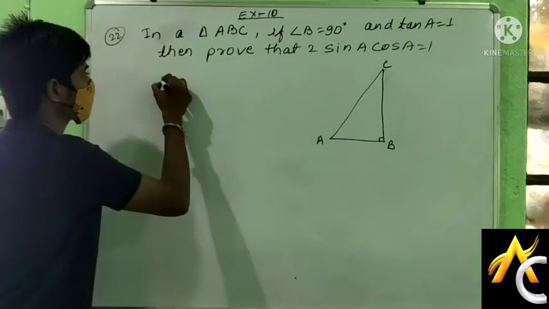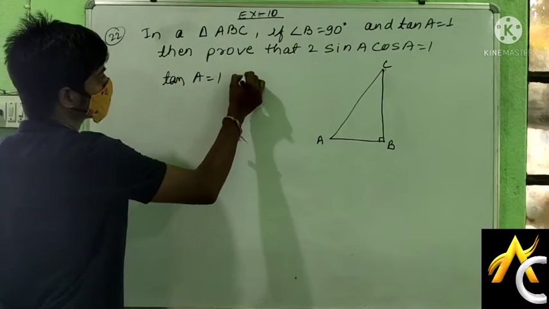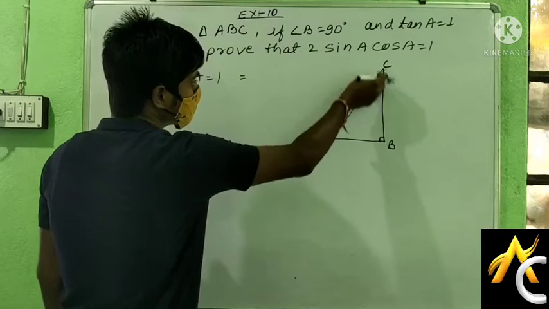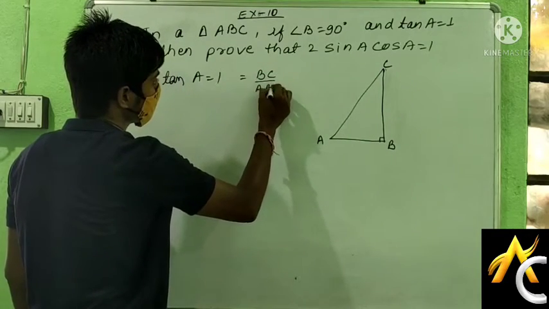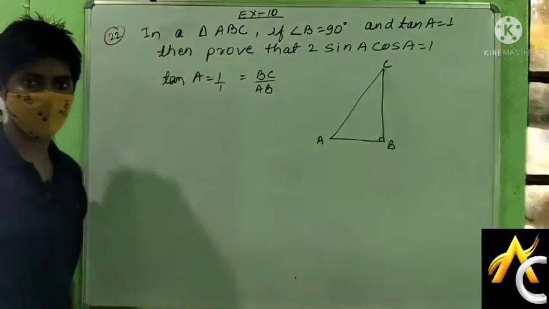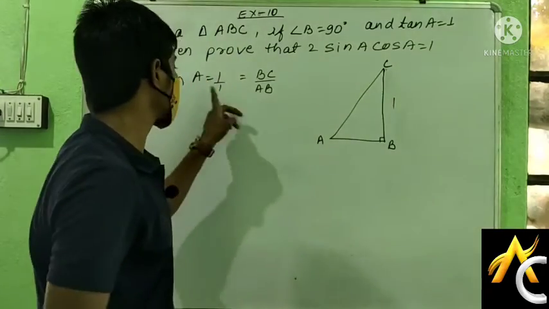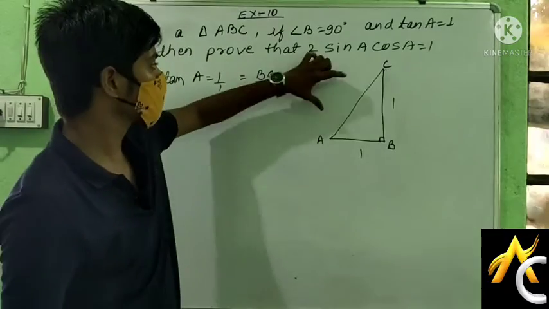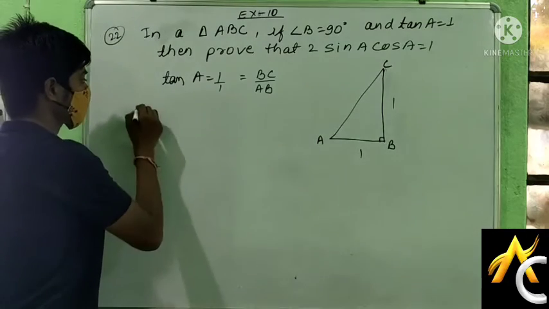And since it is given that tan A is equal to 1, and as you know that tan A is equal to P by B, that is BC by AB, and 1 can be written as 1 by 1, that means BC should be equal to 1 and AB should be equal to 1 as well, right? Now we are going to find the value of AC by applying Pythagoras theorem.